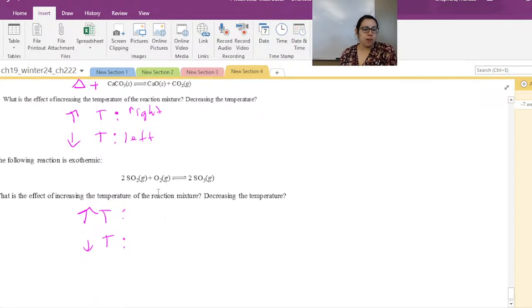And for our exothermic reaction, it should be the opposite. So I'll write our heat now as a product. What happens when we increase the temperature? Left, or reverse. And if we decrease the temperature, then that favors it, so we're removing products. So then it wants to go right.